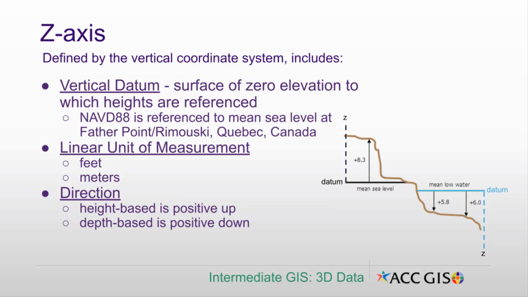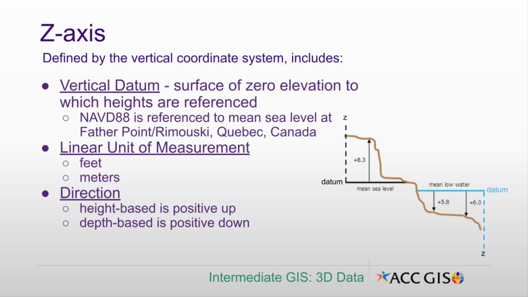Where we actually plot the z-values depends on the z-axis, which is defined by the vertical coordinate system, and it includes a vertical datum, a linear unit of measurement, and a direction. So to this point, we've only used horizontal coordinate systems. But when working in 3D, we also should use a vertical coordinate system that first defines the zero elevation to which heights are referenced. That's the datum.